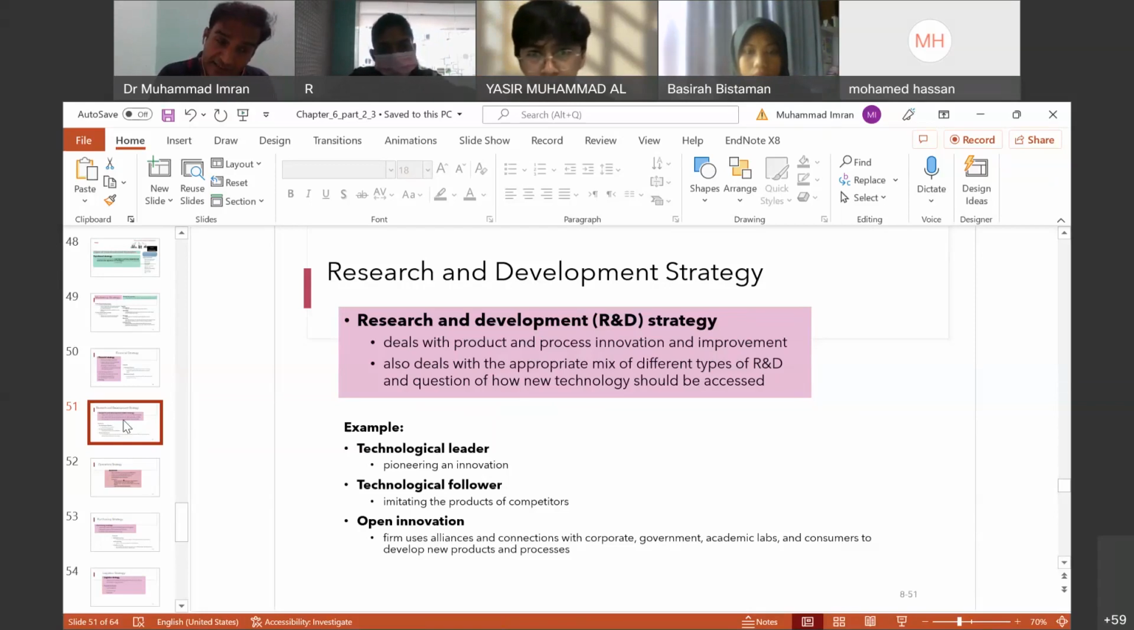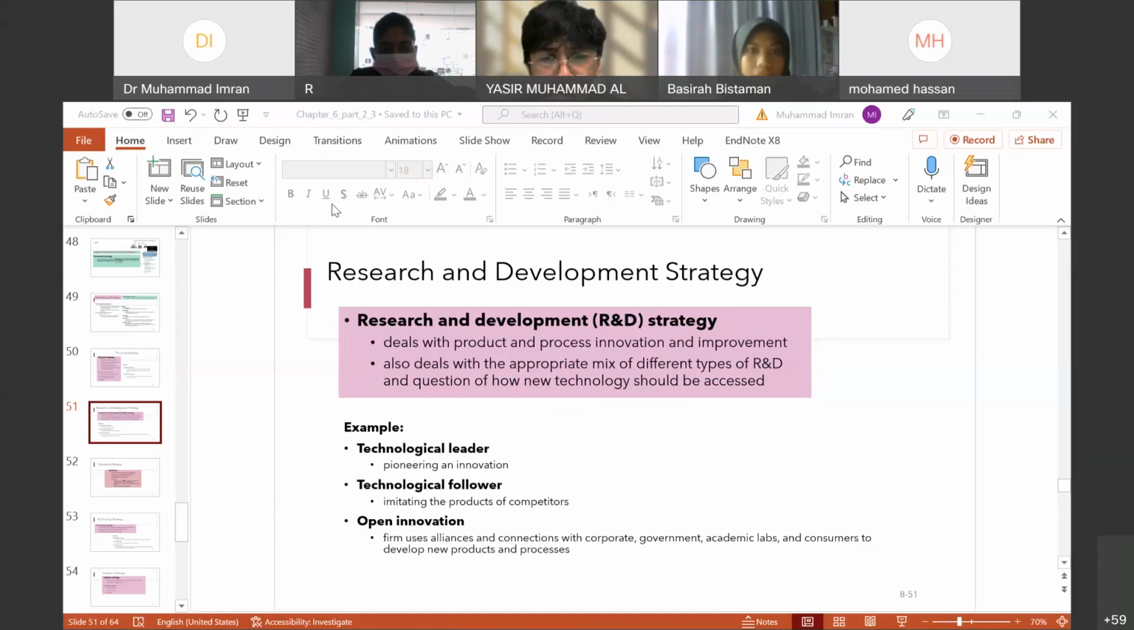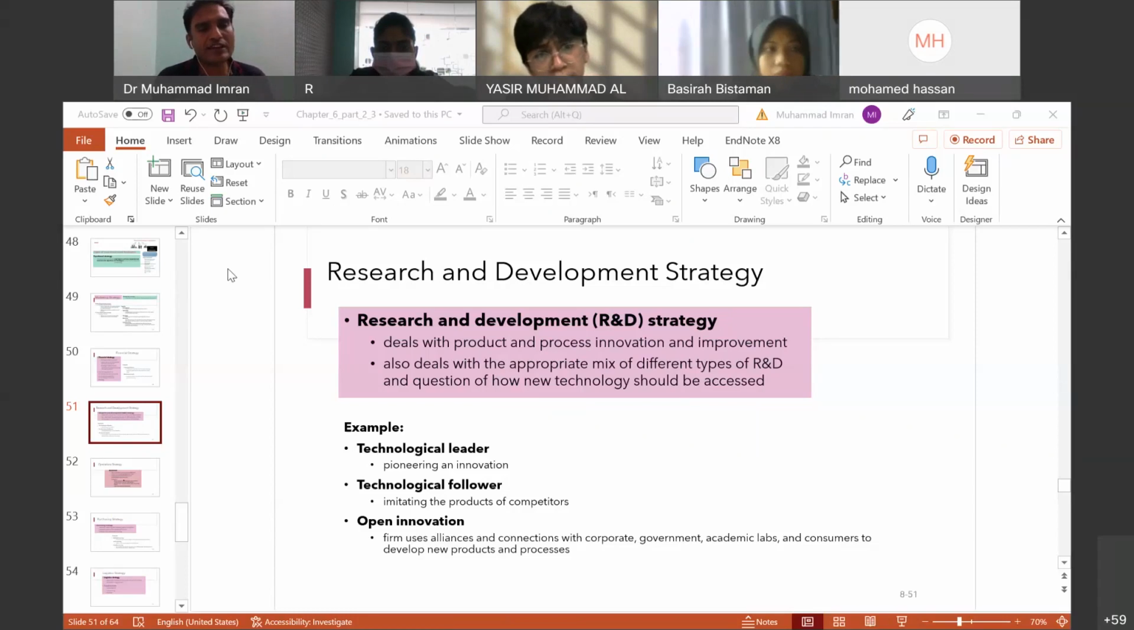Who is a technological leader in mobile companies, according to your point of view? Do you have any idea? These days, who is leading mobile companies? Apple, we can say Apple. Pioneering and innovations.